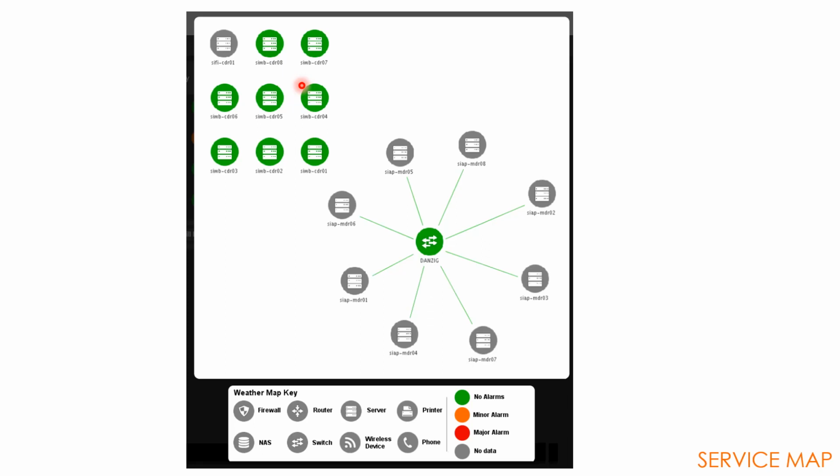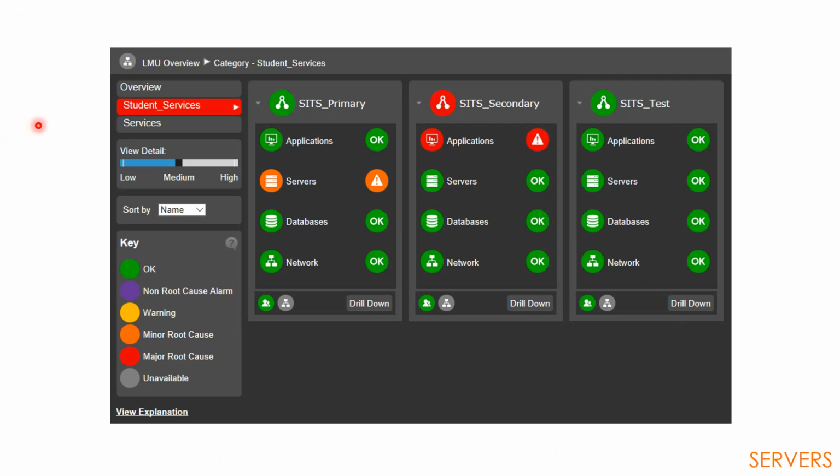Let's return to the services dashboard to investigate the servers for the SITS primary service. Under the SITS primary service, you can see that the server's IT domain has issues as indicated by the orange minor root cause alarm status. We know that these alarms are not affecting the user's experience of the SITS primary service because that is still showing a green OK status. Now let's drill into the server's dashboard.